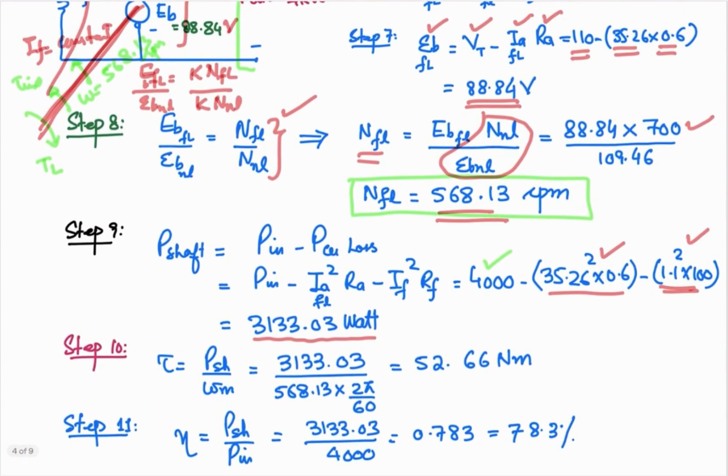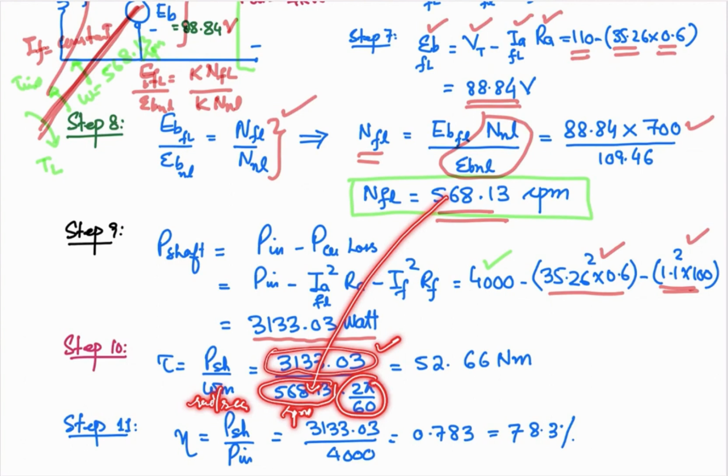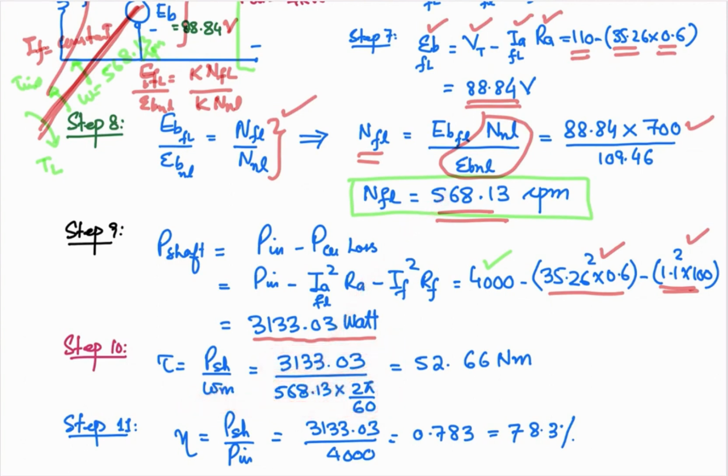Torque is defined as the ratio of the power and the speed, because you know that the mechanical power is T into omega. So the torque is equal to P over omega. You have determined the power available at the shaft. The speed at full load was 568.13, but it is in rpm, and here it should be in radian per second. So you are going to multiply it by 2 pi by 60 so that it is converted into radian per second. So the torque will be 52.66 Newton meter.